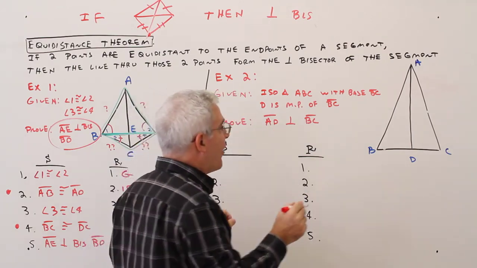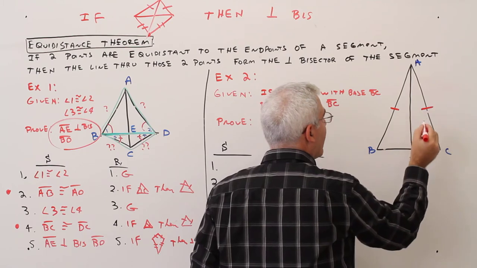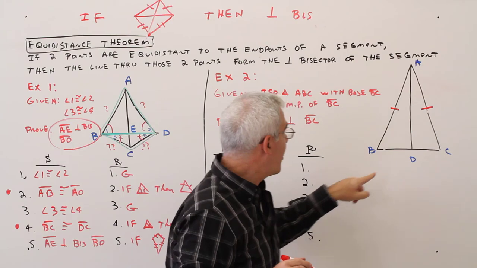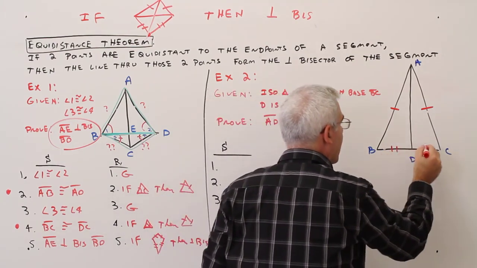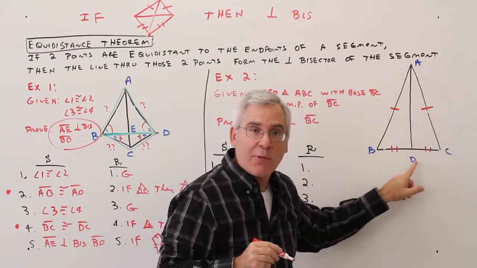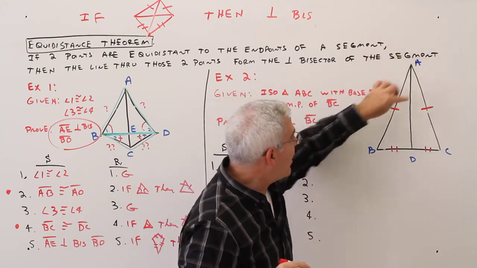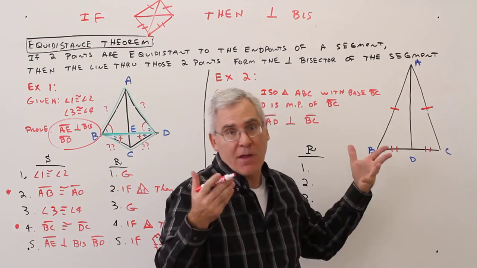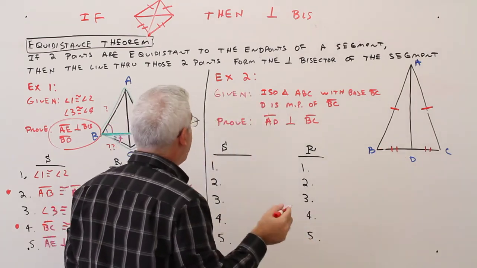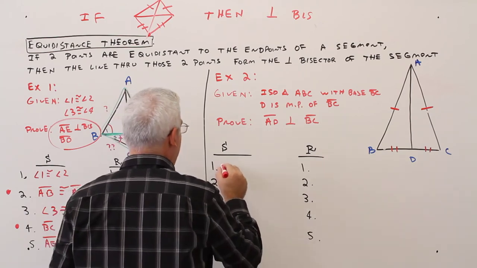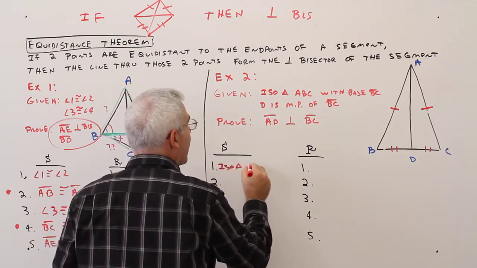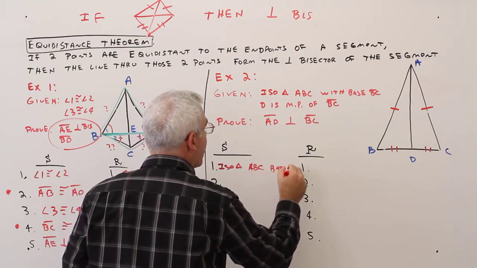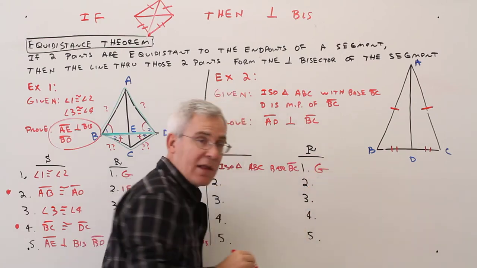I'm going to mark up the diagram. So I've got this congruent to that. Oh, point A is equidistant to those endpoints. D is the midpoint. Point D is equidistant. So when I've got point A being equidistant and D being equidistant, then I know I've got a perpendicular bisector. Okay, it's going to be the same kind of proof. So statement. All right, so I'll say isosceles triangle ABC with base BC, given.